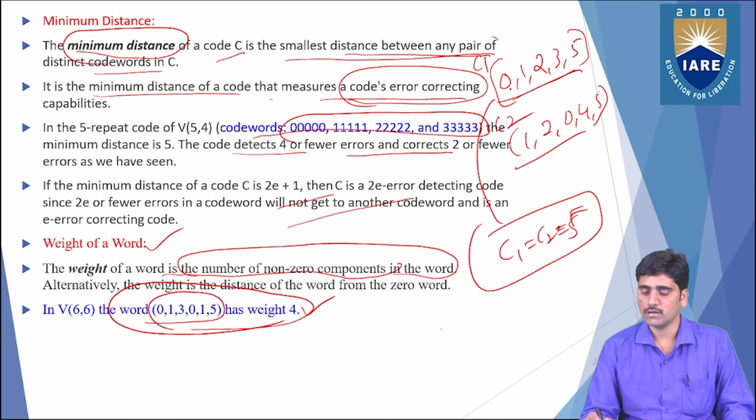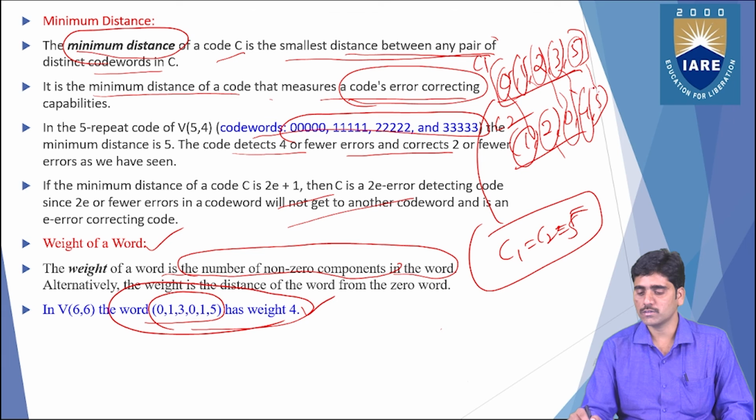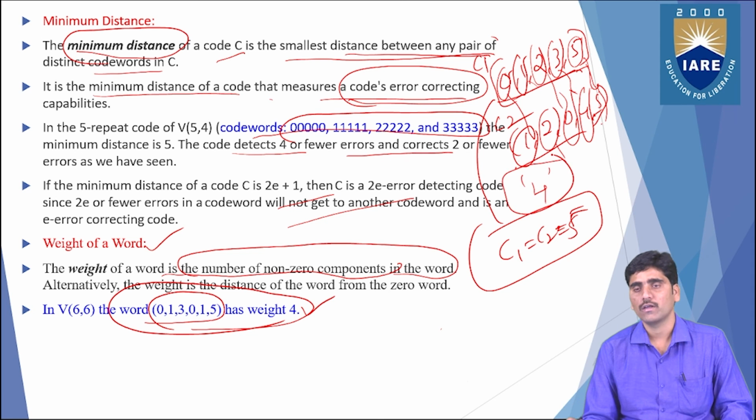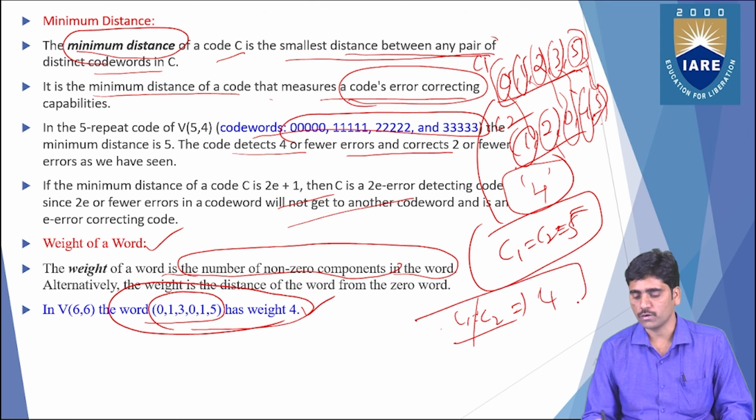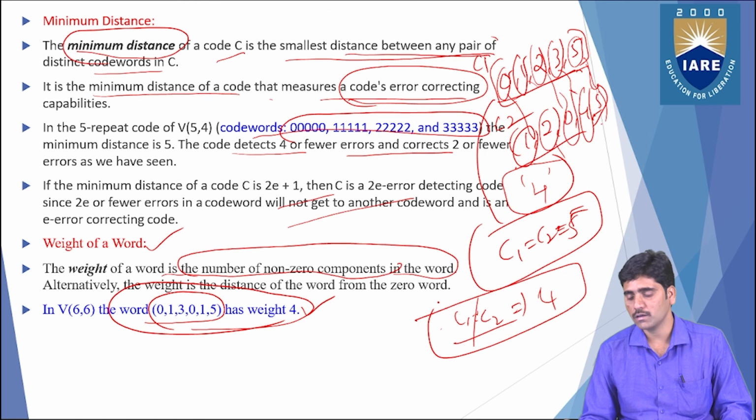See, in C1, 0 is here but here 1, so it differs. Here 1, here 2, it also differs. Here 2, here 0, it also differs. Here 3, here 4, it also differs. Here 5, and here also 5, so this does not differ, it is the same place. So the number of places that differ is 4. So from C1 and C2, the Hamming distance between these two code words is 4.